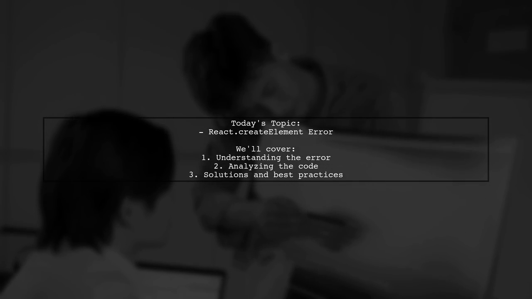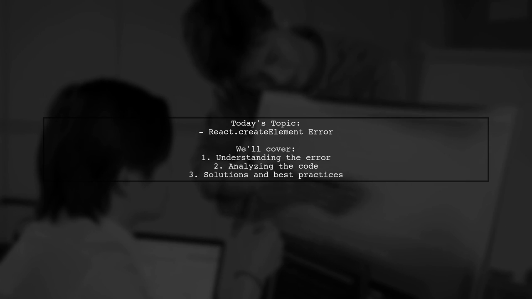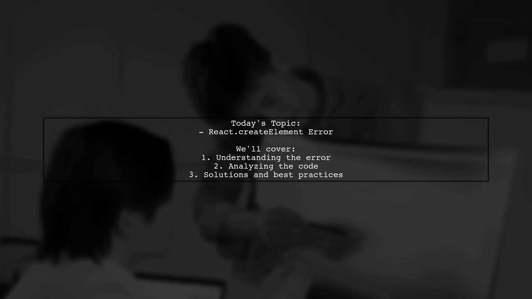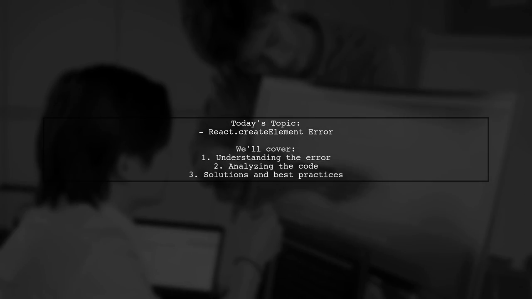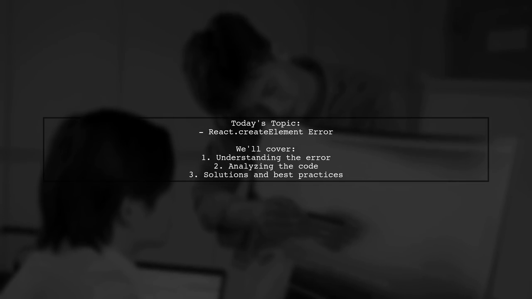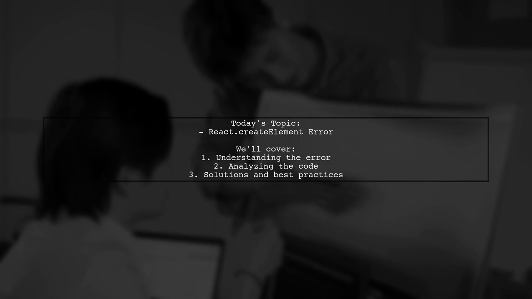Today, we're tackling a frustrating issue that many React developers encounter. Our viewer is facing an error that reads, "React.createElement: type is invalid, expected a string for built-in components or a class/function for composite components, but got an object." Let's dive into the details of this problem and find out how to resolve it.